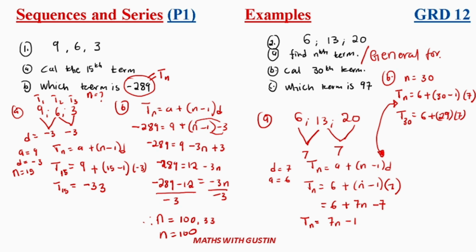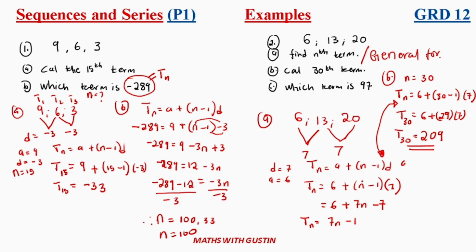Let's see. It's 6 plus 29 times 7. I hope you guys are getting the same answer, or I didn't press the calculator incorrectly here. It's giving me 209 as our answer. All right, okay, moving right along.